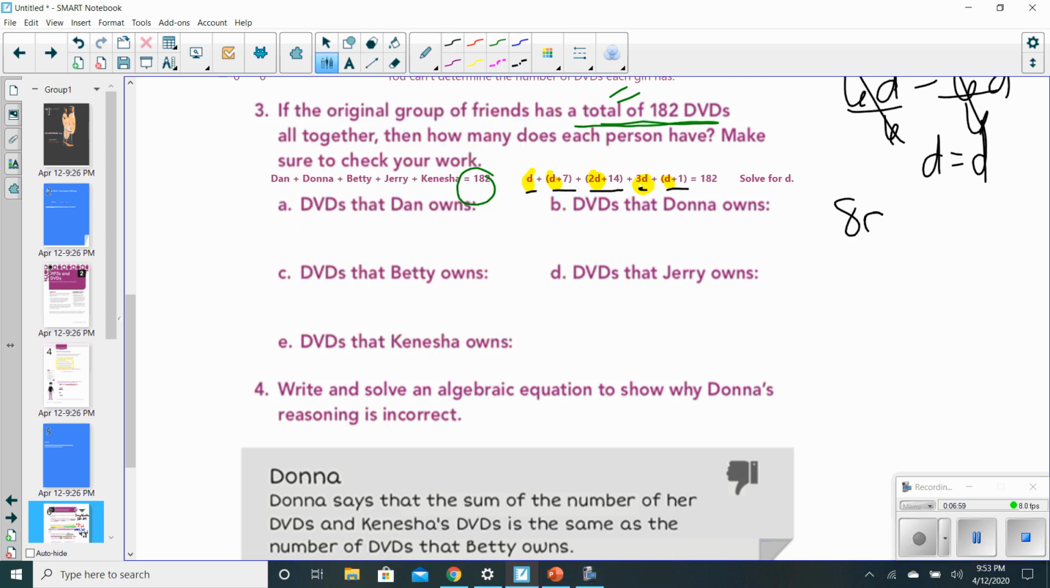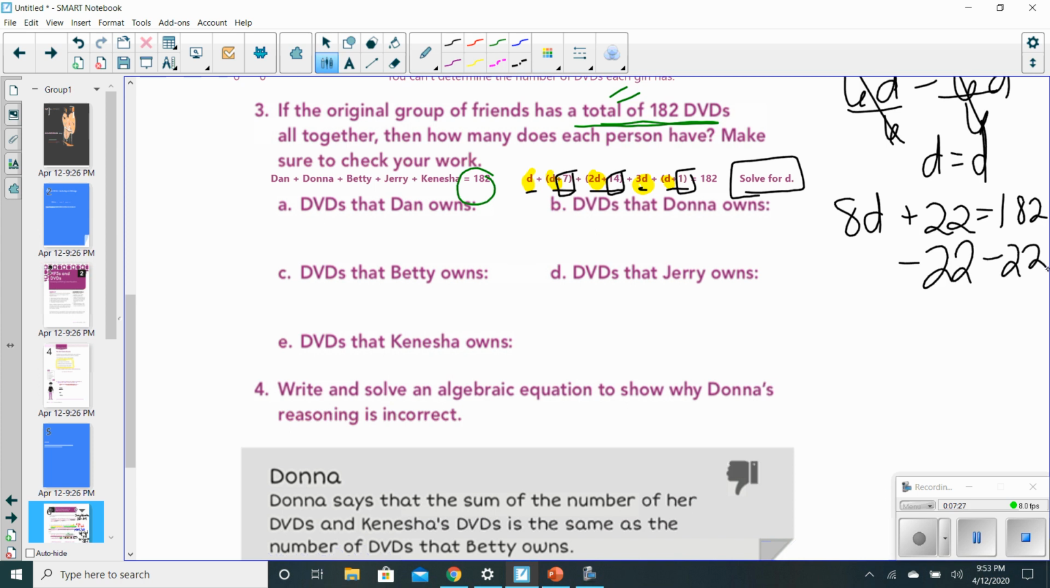So I got 8D. Now I need to combine the constants. So I have 7, I have 14, and I have 1. When I add those together, 7 plus 1 is 8, 14 plus 8 is 22, which then still equals 182. Now, again, the ultimate goal here is to solve for D. So I'm going to subtract 22 on both sides. When I do that, I'm going to be left with 8D equals 160. If I divide both sides by 8, I'm going to end up with D equals 20.